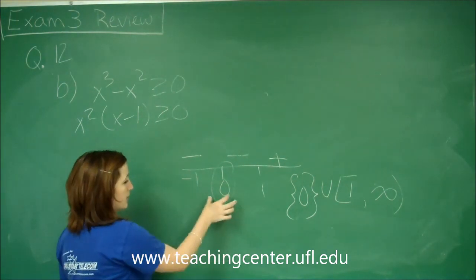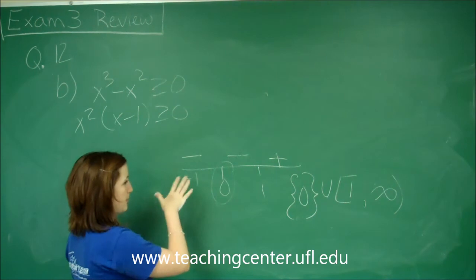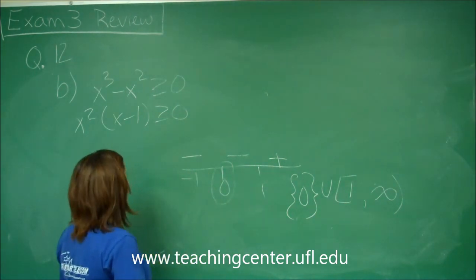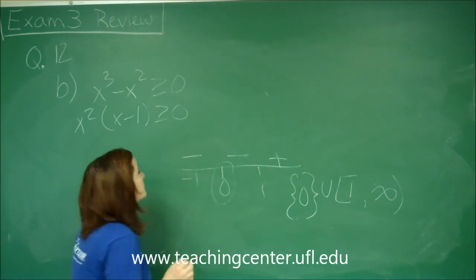That's how you include 0 in your interval while it being its own separate thing, because it doesn't have an interval set which it's falling into. It really is just its own number. So that is 12b.